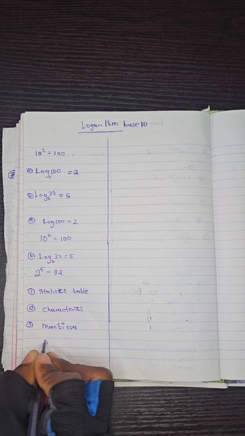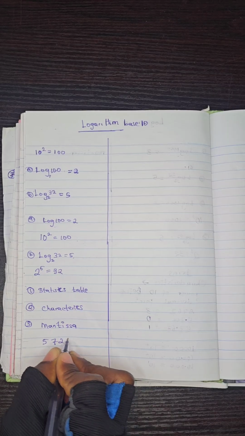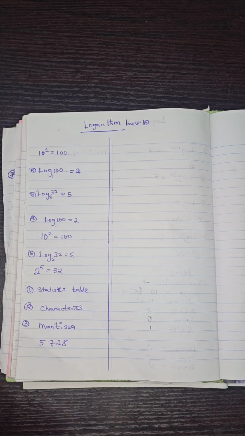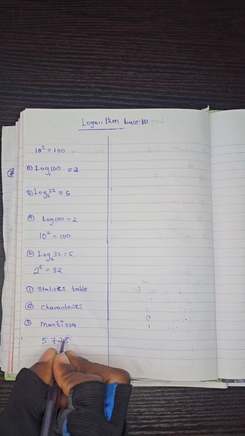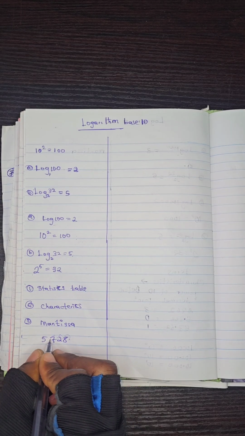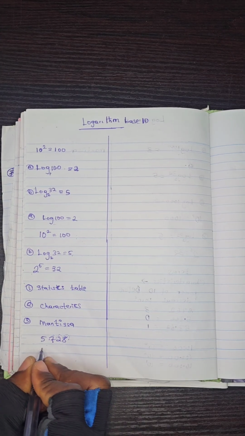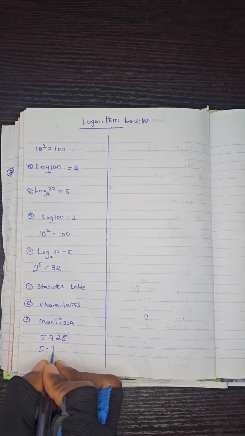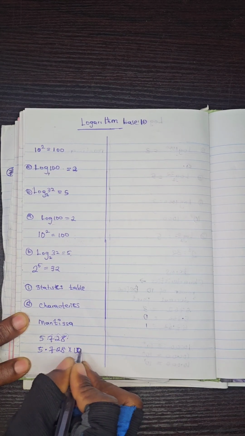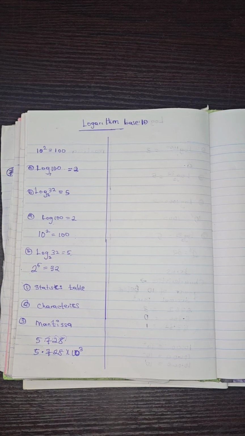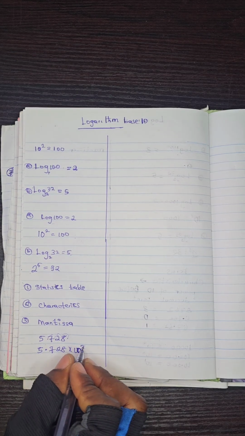We have 5, 7, 2, 8. Now, what will be the characteristics of this number? There is a hidden decimal point here. You move it 1, 2, 3. So this number, when you convert it to standard form, will be 5.728 times 10 raised to power 3, right? Now, here is the characteristics, the 3 here.